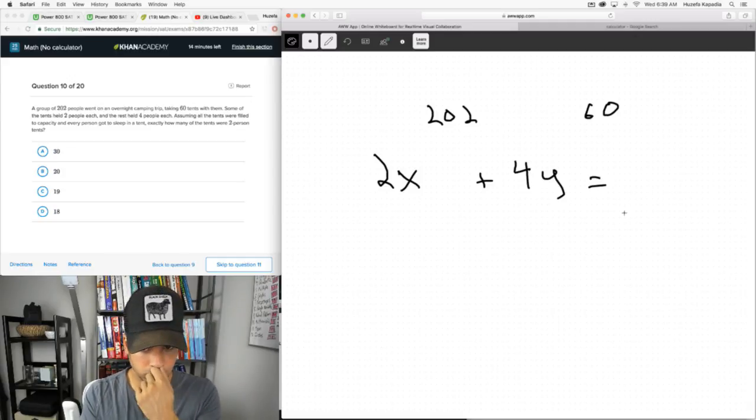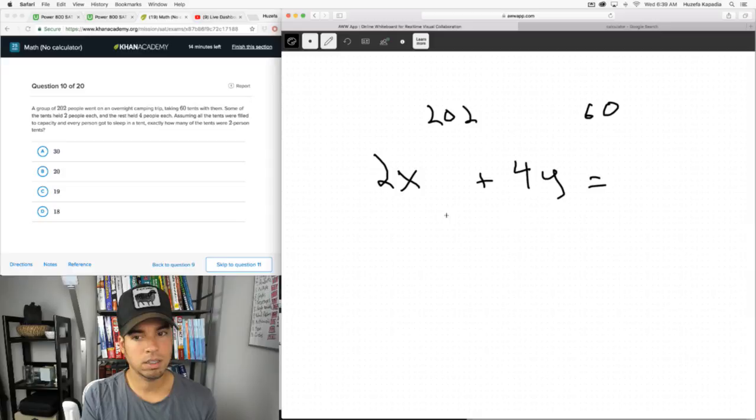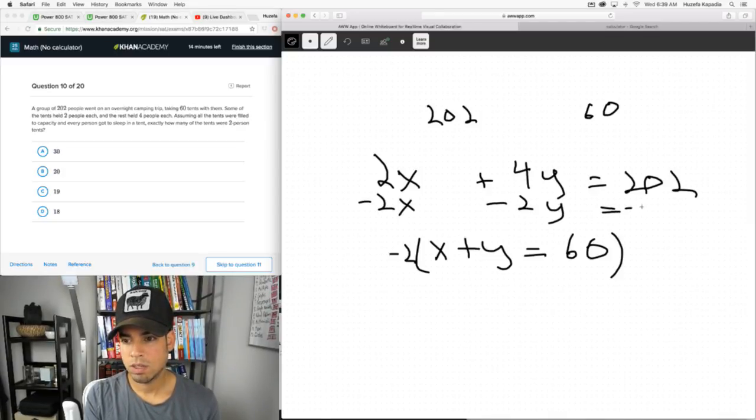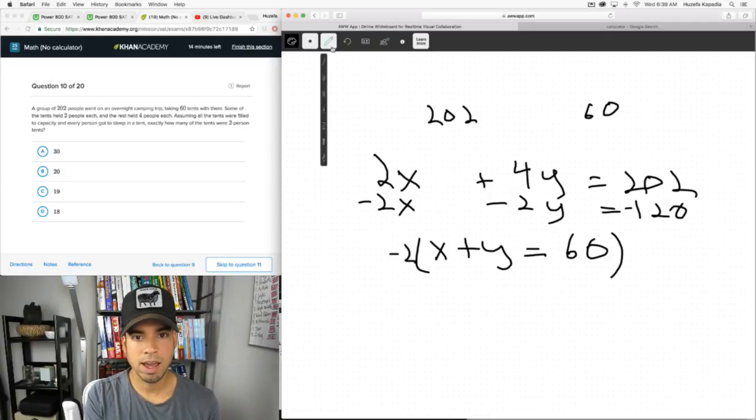So this is a system of equations, by the way. This is the 2 people tent. This is the 4 people tent. And we have this many people plus this many people equals 202. This is the total amount of people. And then we also know that x plus y, the total number of tents, equals 60. Now let's solve the system of equations. I'm going to multiply the bottom one by negative 2. And we get negative 2x minus 2y equals negative 120. And now we just add these 2 equations.